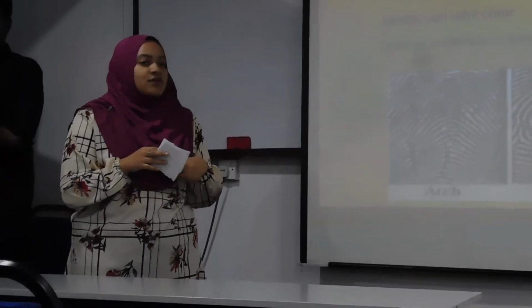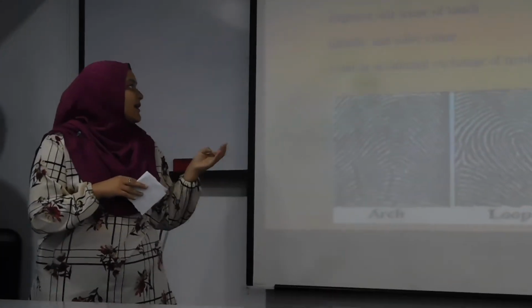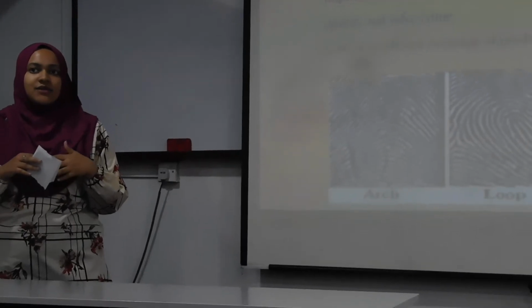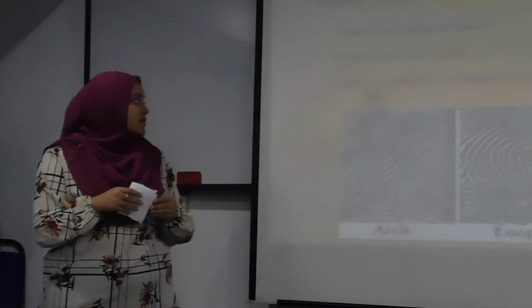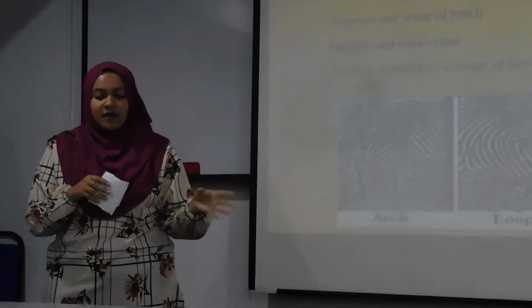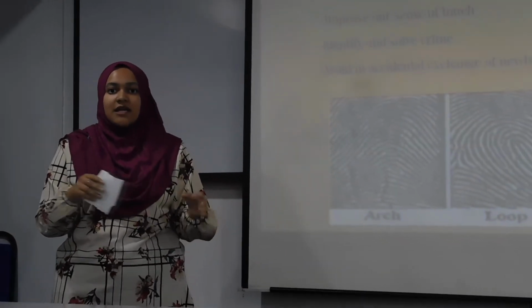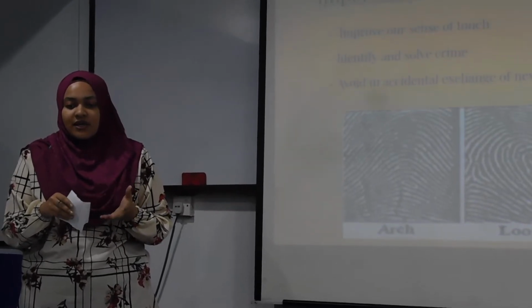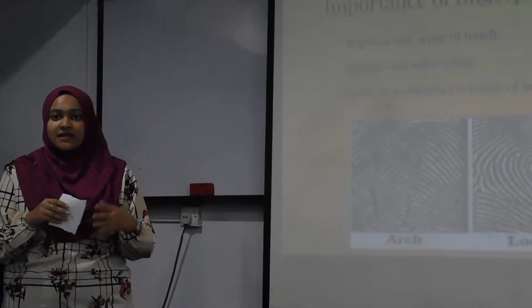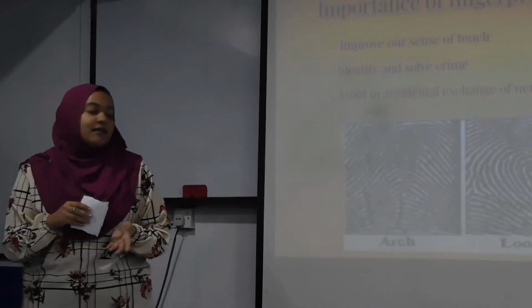And the second one is to identify and solve crime. So we all know that fingerprints help investigators such as prosecutors or police officers to link one crime scene with another crime scene involving the same person. So fingerprints can actually track criminal records to help in sentencing, probation, and paroling.